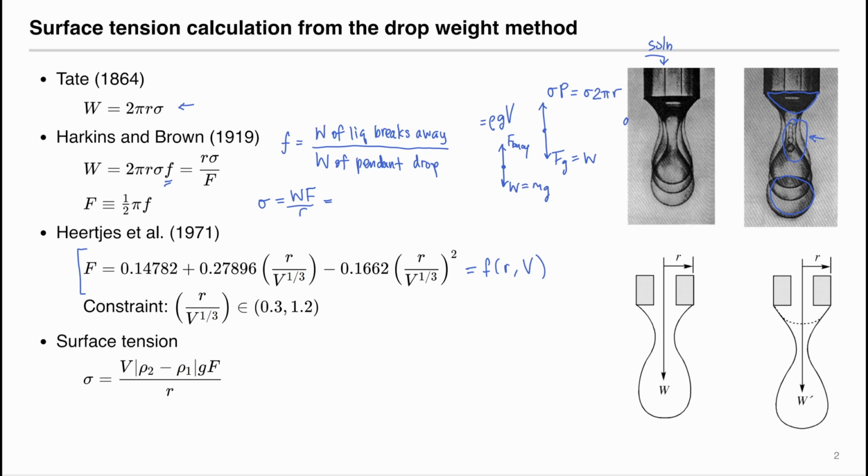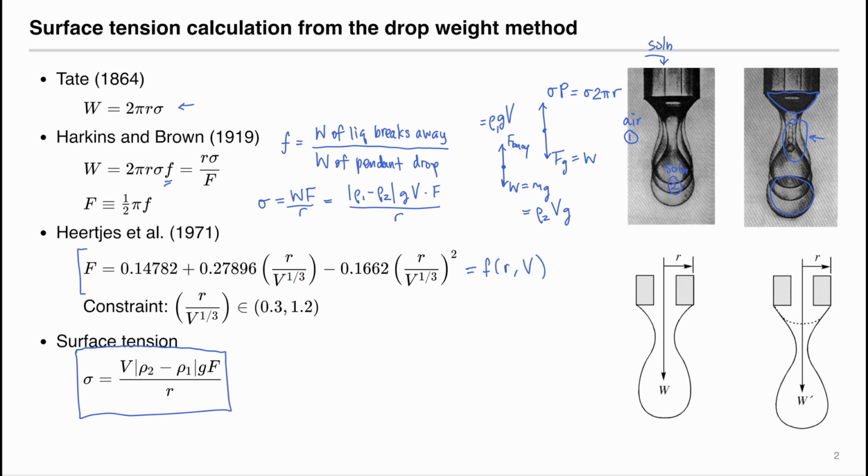So let's say we have air as phase 1 and the solution as phase 2. We have rho 1. And then mg can also be written as the density of the solution, rho 2, multiplied by volume times g. And therefore, the net force would be the absolute value of the difference between the densities multiplied by g and V. That's the weight. Then we multiply by the correction factor divided by R. And therefore, we have an equation for the surface tension calculated by the drop weight method.